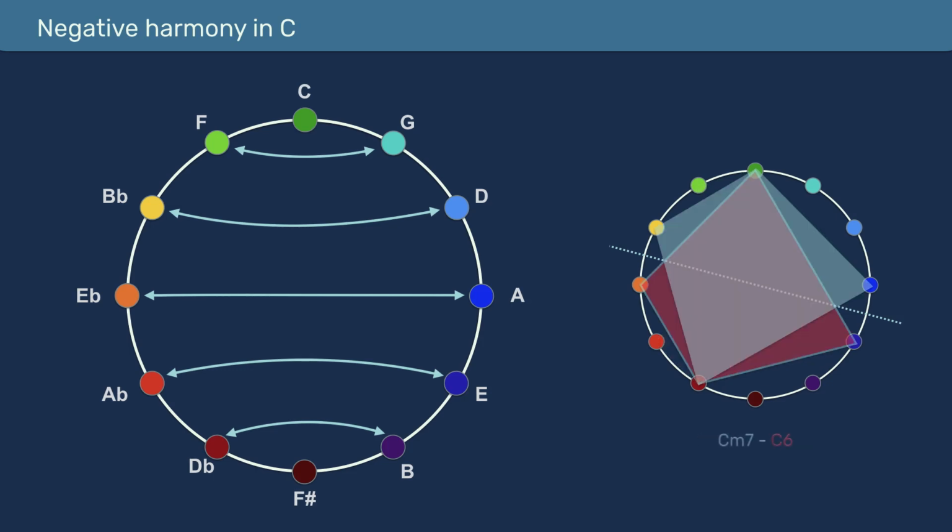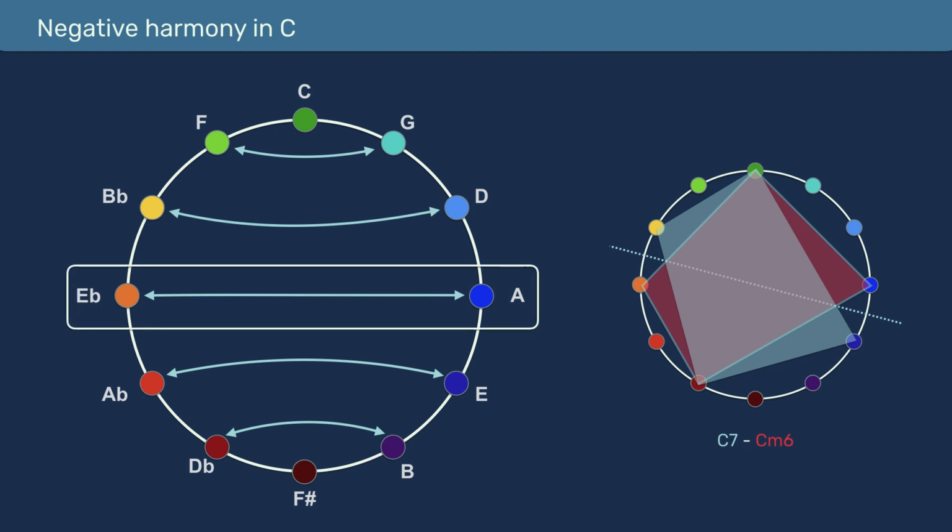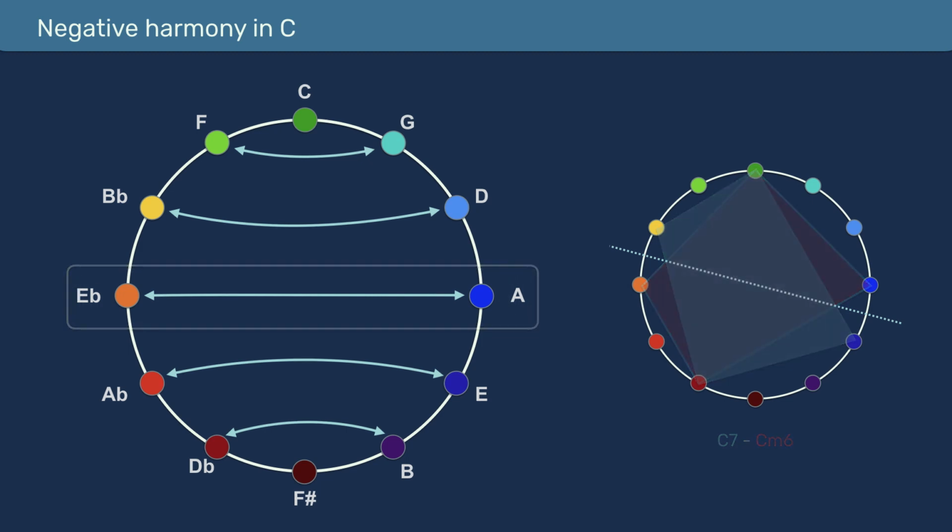A C minor 7th inverts into an A minor 7th, that is, a C major with an added 6th. An A flat added 6th, for instance, inverts into an E minor 7th, and vice versa, as it happens with all other pairs of root notes in the diagram. A C dominant chord inverts onto an A half diminished chord, or a C minor 6th, and vice versa. An A7 inverts into an E flat minor 6th, and vice versa.